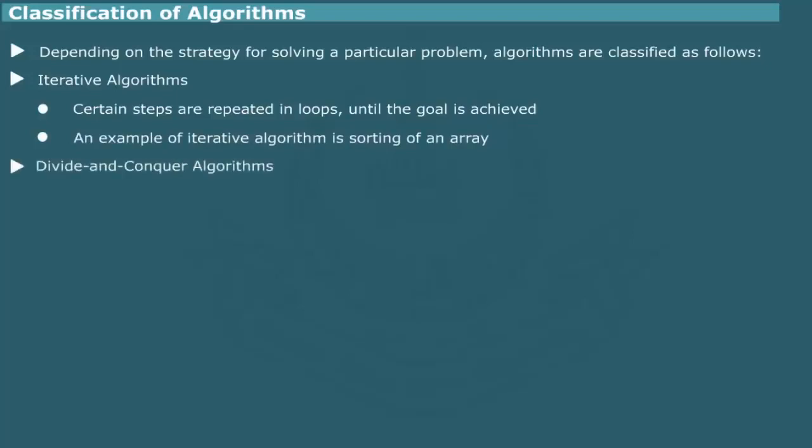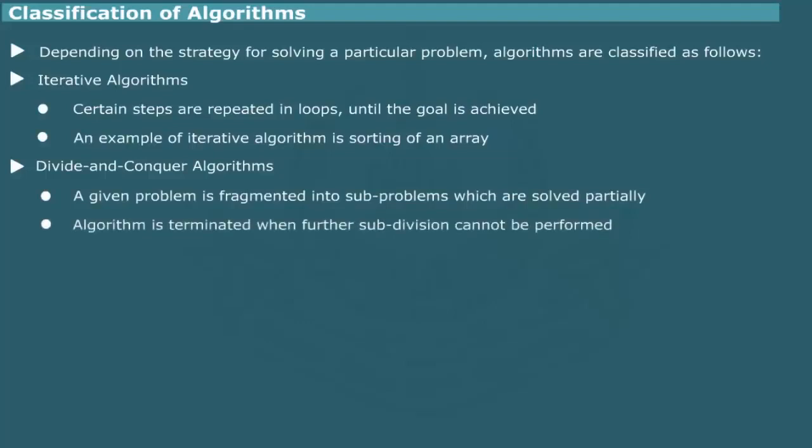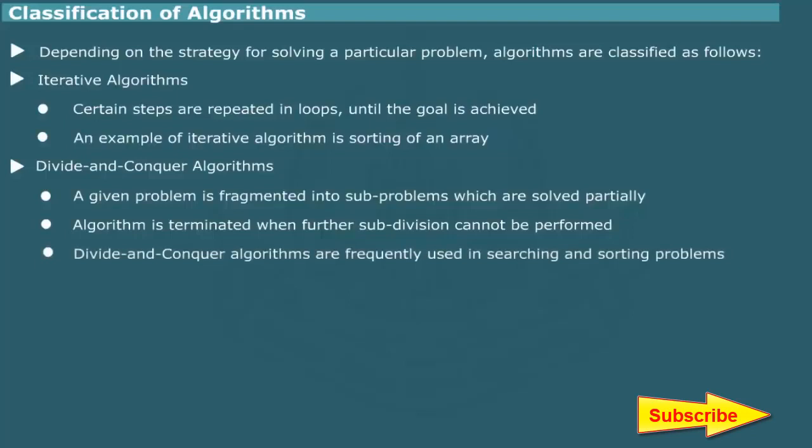In divide and conquer algorithms, a given problem is fragmented into smaller subproblems. The subproblem is then partially solved. The algorithm is recursively used over several parts and terminated when further subdivision cannot be continued. The divide and conquer algorithms are frequently used for searching and sorting problems.